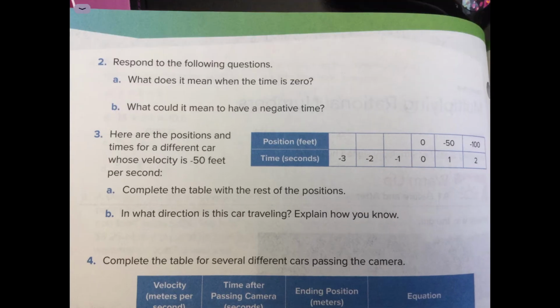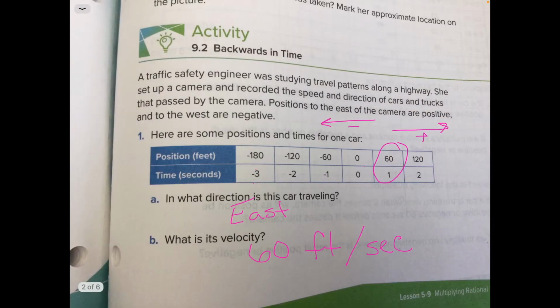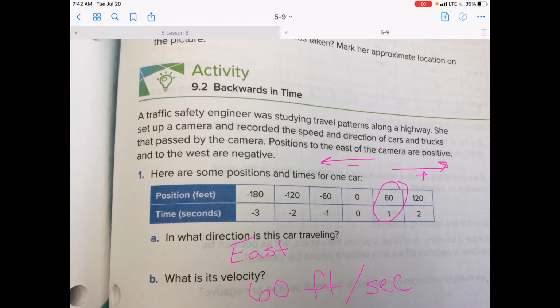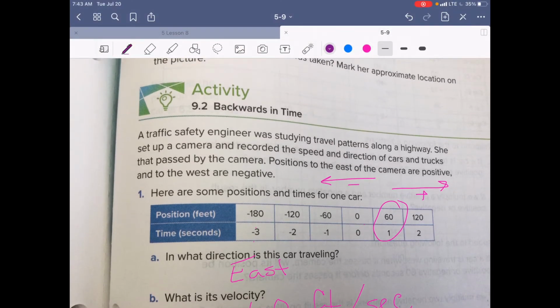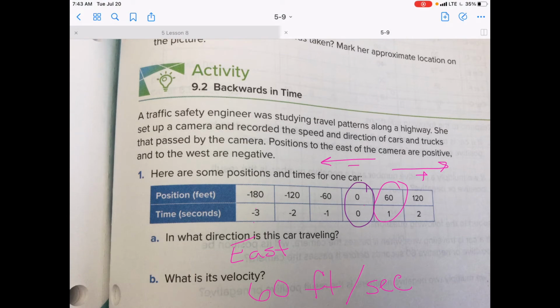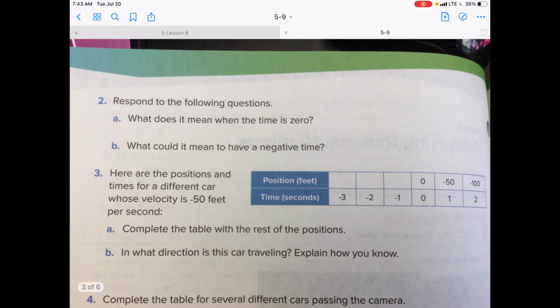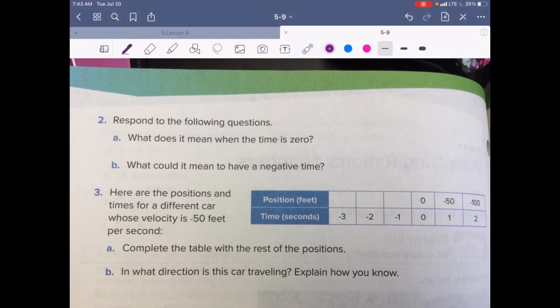Respond to the following questions. What does it mean when the time is 0? What could it mean to have a negative time? So right here, what does it mean when our time is 0? We're going to be looking at this spot right here. Yeah, it means that we are right at the camera. The car is at the camera.